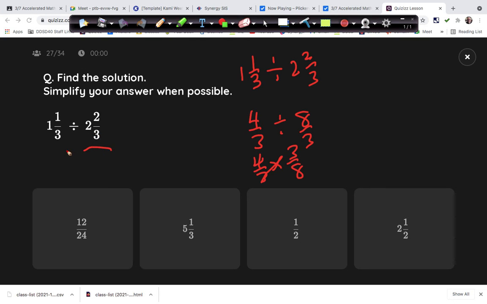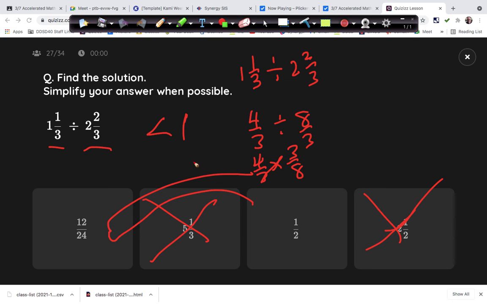This part's bigger than this part. That means we're going to have something less than 1. So that means that it can't be this, it can't be this, and these two are equal to each other. They're equal. So I would always choose a simplified answer. So the answer on that one was 1/2.